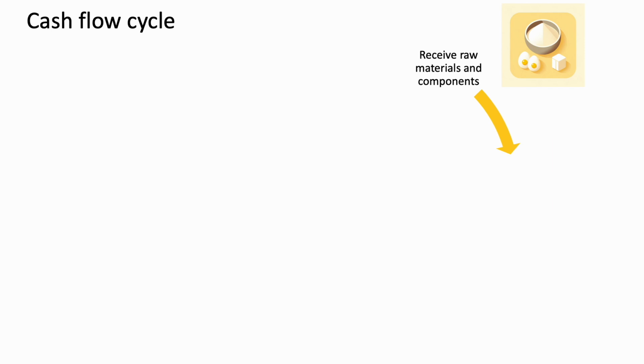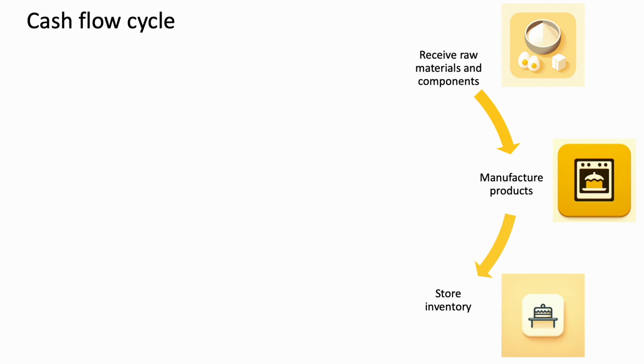2. Manufacture products. Now, you mix those ingredients and bake the cake. This step is like making the actual product from the raw materials. 3. Store and inventory. Imagine you have a shelf in your kitchen where you keep the cake. Businesses do the same. They store their products until they're ready to be sold.